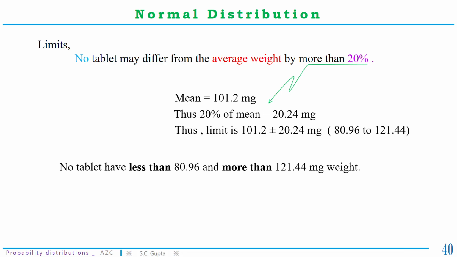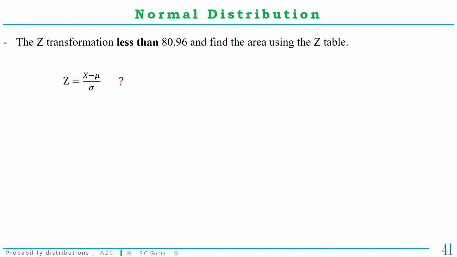Now, we can quantify the limit based on this exercise. No tablet has less than 80.96 and more than 121.44 milligrams weight. Now, perform the Z transformation less than 80.96 and find the area using the Z table.